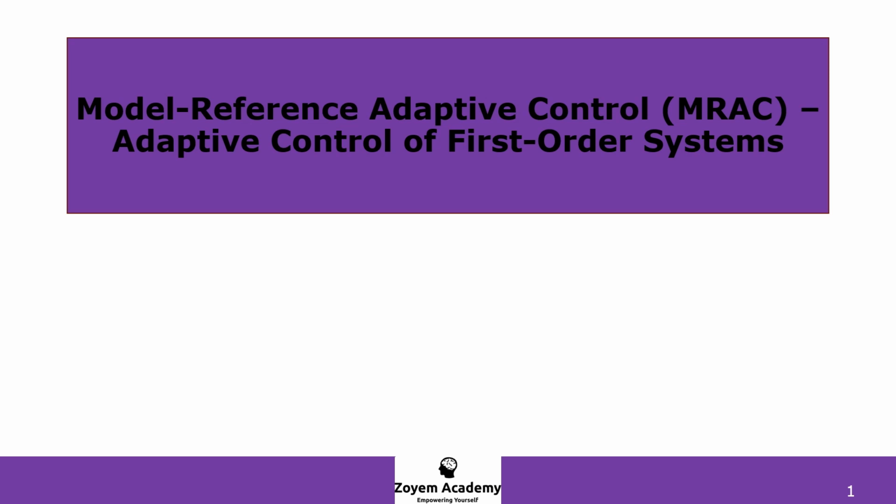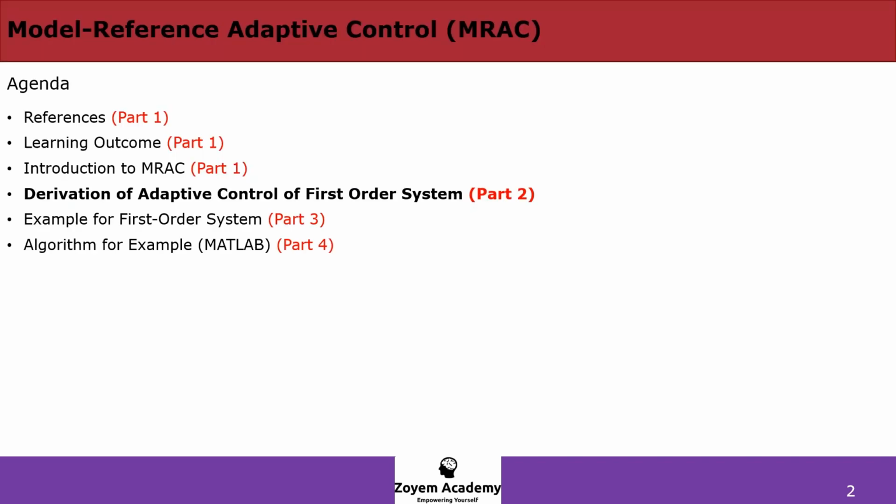This is part 2 of a series of videos on MRAC, which is the Model Reference Adaptive Control for first order systems. So in part 2 of the video series, we will go over the derivation of adaptive control for first order systems. We will consider a generic first order system with a reference model, and we will also determine the control law and adaptation law, including the analysis of the stability of the system.